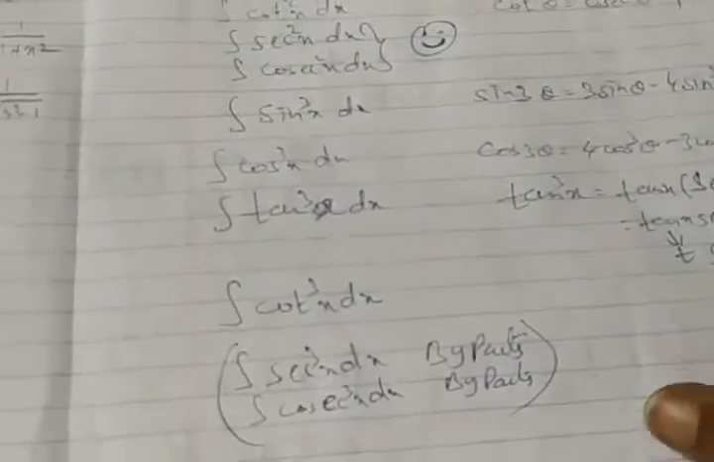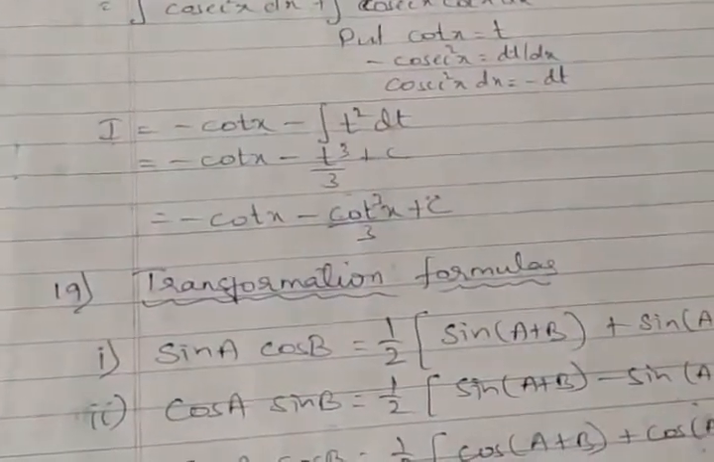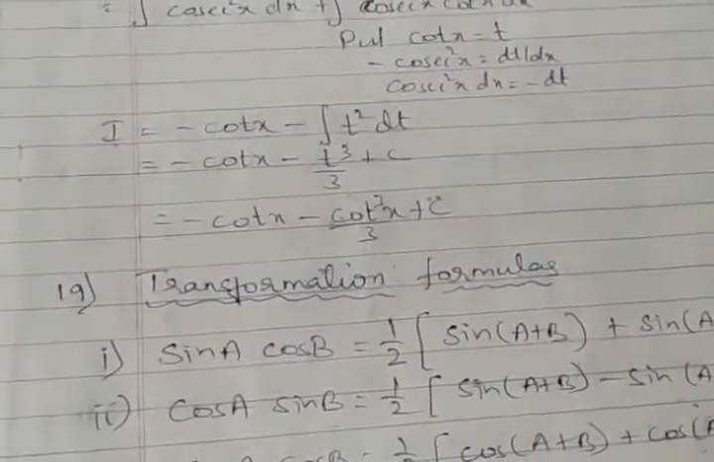Got it? Fine. So in my next video, let me continue with numerical sums based on these trigonometric results, which includes exercise 7.3. Meanwhile, you can sit and try the 7.3 questions also.